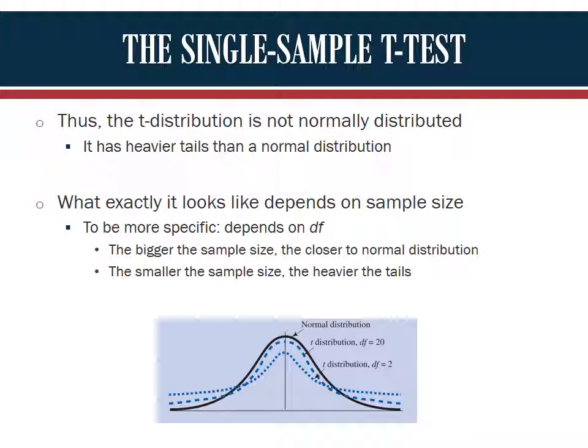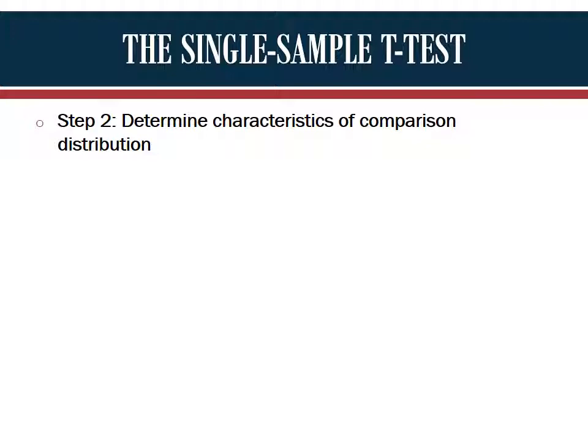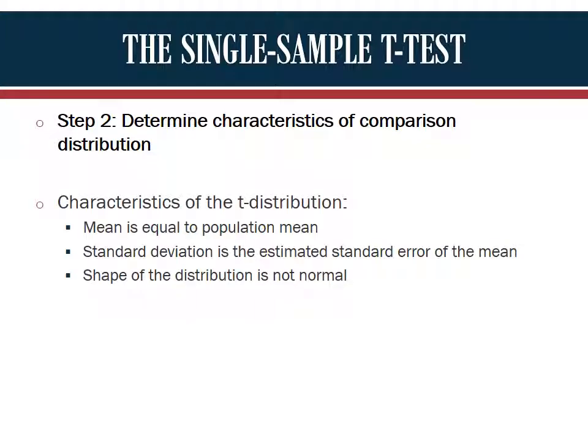The bigger the sample, as sample size increases, our t-distribution becomes closer to that of a normal curve. All of that is to say that step 2, where you're determining characteristics of your comparison distribution, is a little bit different than it is in the z-test, right? Our characteristics of the t-distribution, there are again 3 of them. The characteristics you're determining are the same: mean, standard deviation, and shape of your comparison distribution.